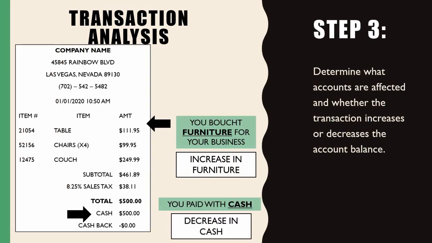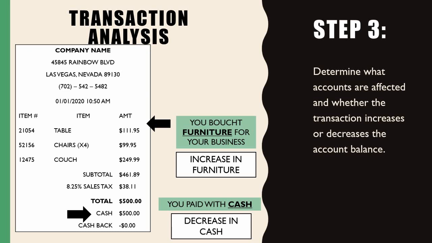Then step 3 is determining what accounts are actually being affected. In this case, I purchased some fixed assets. That's what furniture is. How did I pay for it? It looks like I paid with cash. Your receipt will always tell you how you paid. It tells me right here that I paid with cash. So those are the accounts that are being affected.